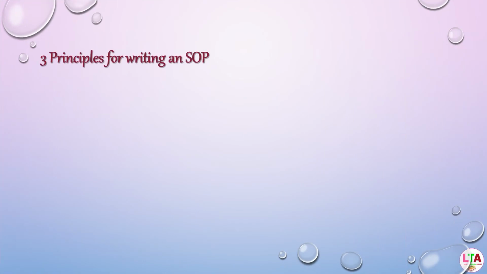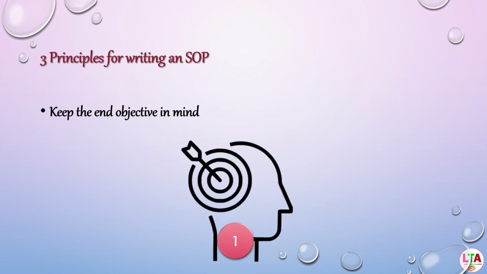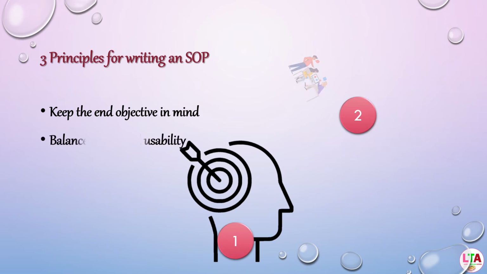We already discussed what steps need to be followed to write a perfect SOP. Other than that, we have three principles of writing a perfect SOP. The first and foremost thing is to keep the end objective in your mind. While we are determining an SOP for a particular process, we should always keep the end objective in mind.